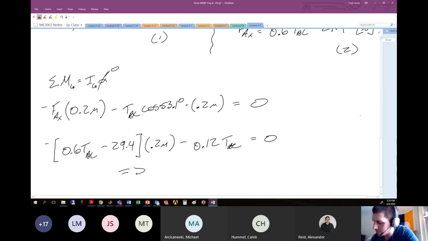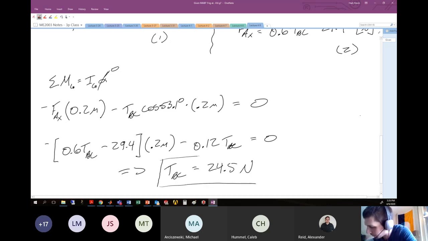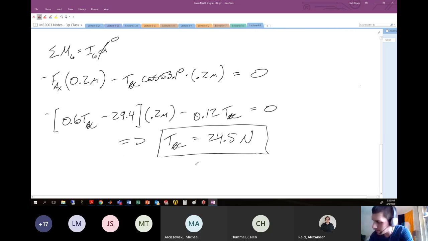The only unknown is the tension. So we'll find that the tension in rope BC is equal to 24.5 newtons. All right, so that's part of the problem, something that we were solving for in this particular problem. So that's nice. All right, so we have this tension.